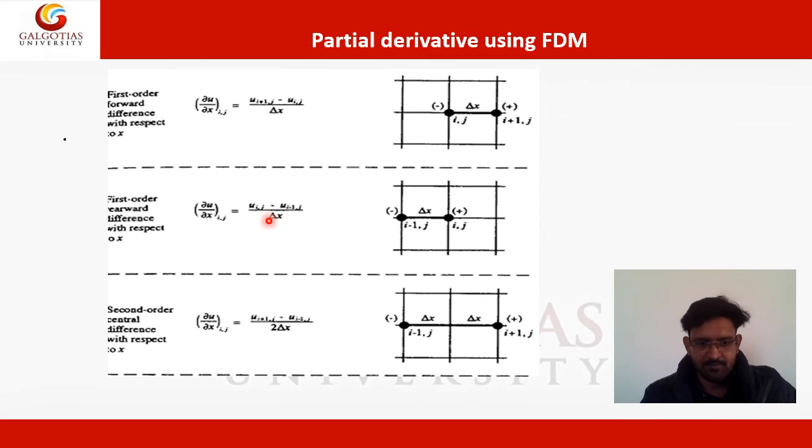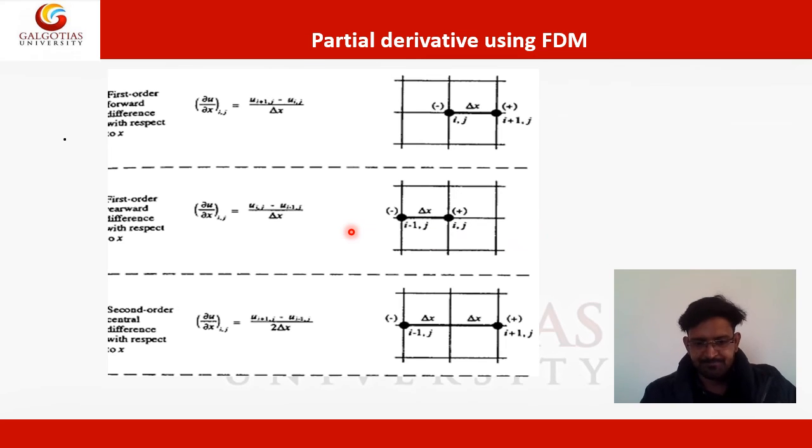Now if we look at the first order rearward difference, here was our point ij. I am going rearward, so this is i minus 1 and this is j. So the partial derivative is going to be u ij minus u i minus 1, j over delta x. So this is a rearward difference.